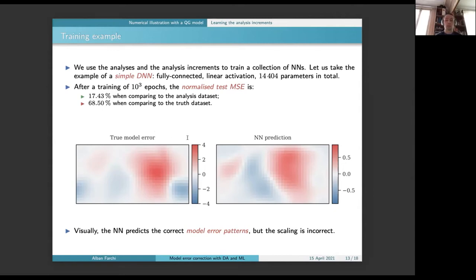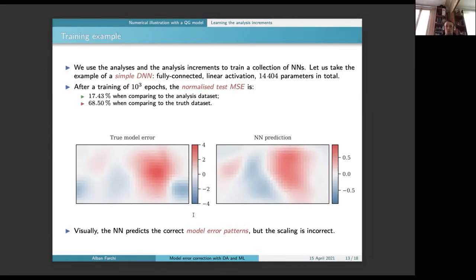So to illustrate this difference, we show here 2 snapshots. On the left, you have a snapshot of true model error, and on the right, you have the corresponding neural network prediction. So what you see overall is that visually speaking, the neural network is able to predict correct model error patterns. So you have this red pattern, this blue pattern here. But what is really a struggle for the neural network is to predict the correct model error scaling.